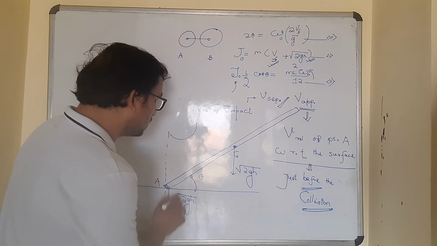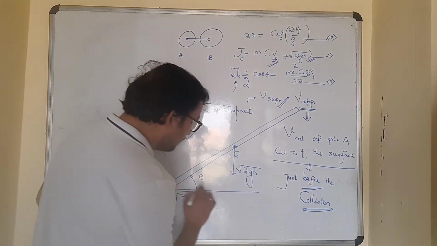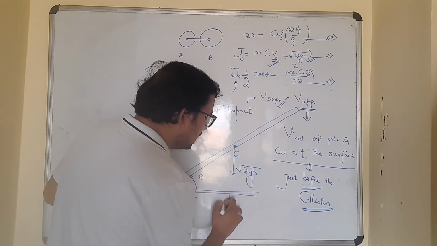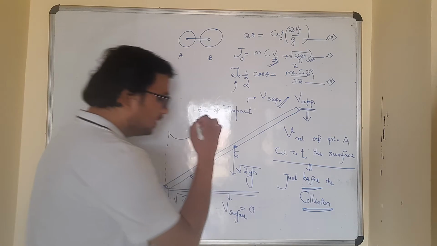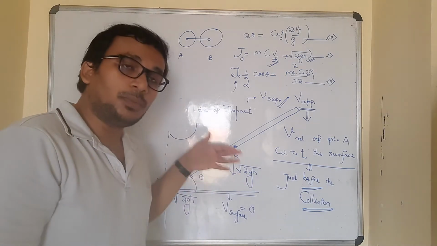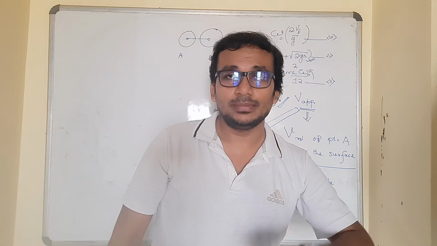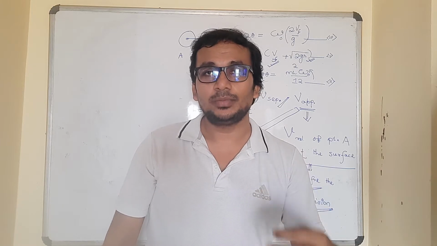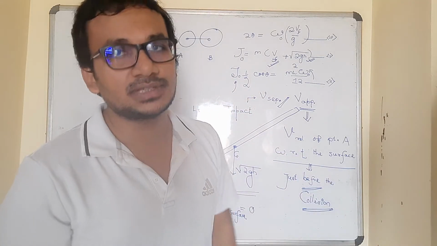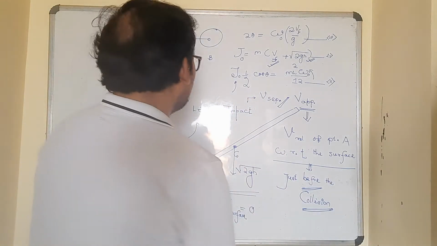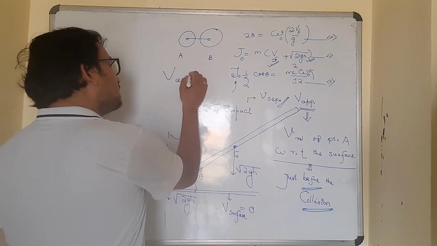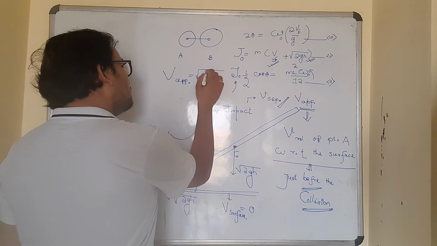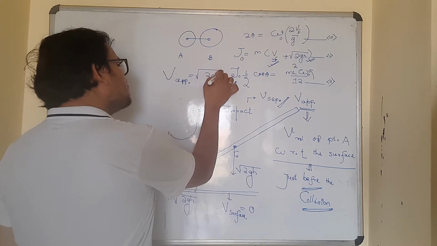So what will be that? Simply it will be under root of 2gh, because there is no velocity of the surface. The surface is a stationary ground, so velocity of the surface is 0. So whatever is the velocity of the point, under root of 2g, the same will be the velocity of the point with respect to the surface as well. So we can conclude that the velocity of approach will be under root of 2g.